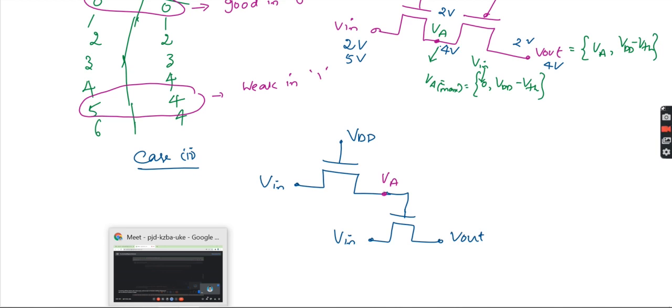Yes, I need the answer. So, come on. Tell me the answer. What is the value I'll get for VA? Then what is the value we'll get for Vout? How much value we'll get? Or you can tell what is the maximum value we'll get.